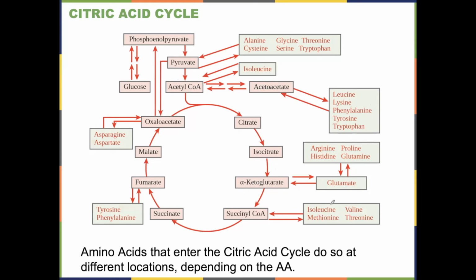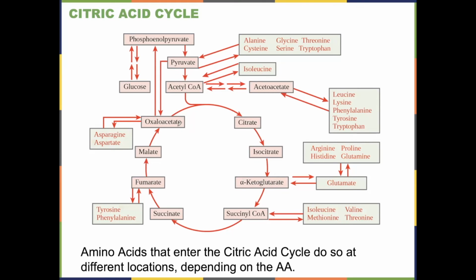And these different types of amino acids will enter into the citric acid cycle at different places. So for example, the amino acid glutamate through this enzymatic pathway here can be converted into this intermediate alpha ketoglutarate and enter the citric acid cycle. But if you have an asparagine amino acid instead, this different pathway will convert it to oxaloacetate and it'll enter into the cycle here.